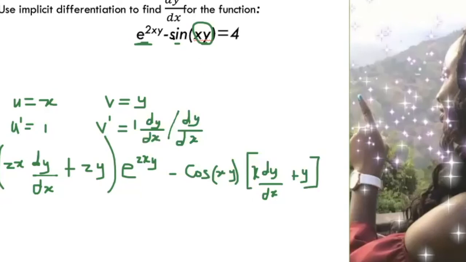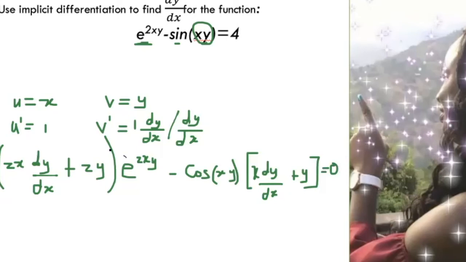So we're going to apply the chain rule. We differentiate the outside to get cos xy. Then we differentiate the inside, so we have x and y. We differentiate x to get 1 and y to be dy over dx, which is the same as 1 times dy over dx. Then we multiply u times v, then u prime times v. So that's the product rule. Now on the right hand side, the derivative of 4 is 0.